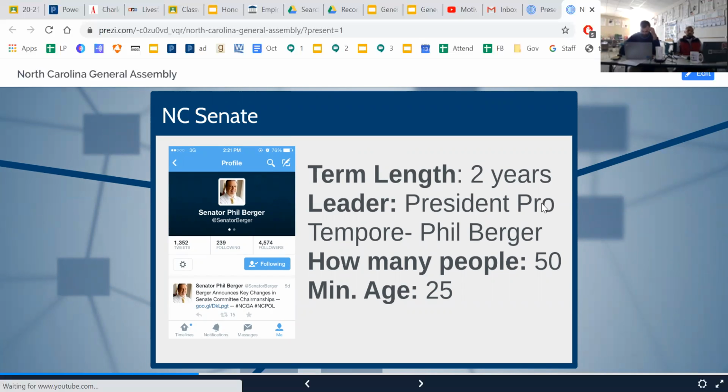To be in the North Carolina Senate, you'd think the term is 2 years. Your leader is the president pro tem. Big difference between the General Assembly, which is in Raleigh, and the U.S. Senate in Washington, D.C. The president pro tem of the Senate is the most powerful person in the Senate. It is not a ceremonial situation like it is in D.C. Phil Berger is arguably the most powerful politician in all of North Carolina, even more than the current governor.